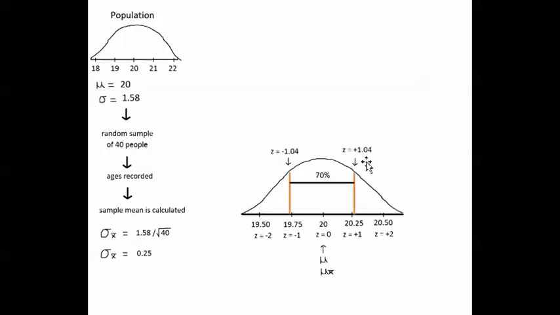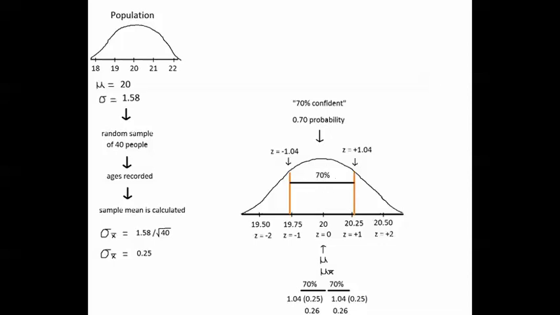If I want to find the 70% margin of error, I just take this z-score and multiply it by the standard error, and I get the answer. So I'm 70% confident that I'll get a sample mean somewhere in this area.